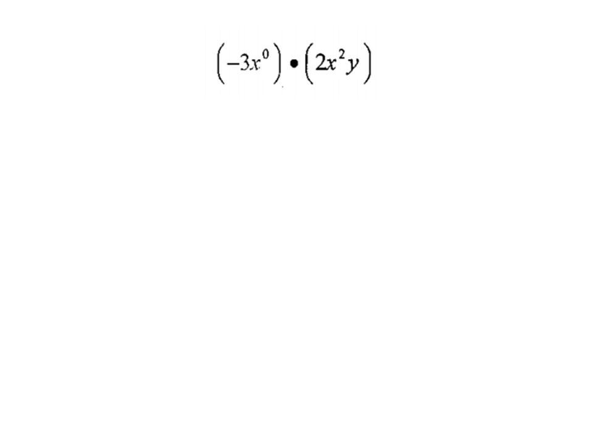And number 3, we have negative 3x to the 0 times 2x squared y. This is a little confusing, possibly because there are parentheses, and we're not maybe sure what to do inside the parentheses, but all this says here is we're just multiplying everything together. Even though there are parentheses, every single operation in this problem is multiplication. So we essentially have negative 3 times x to the 0 times 2 times x squared times y.